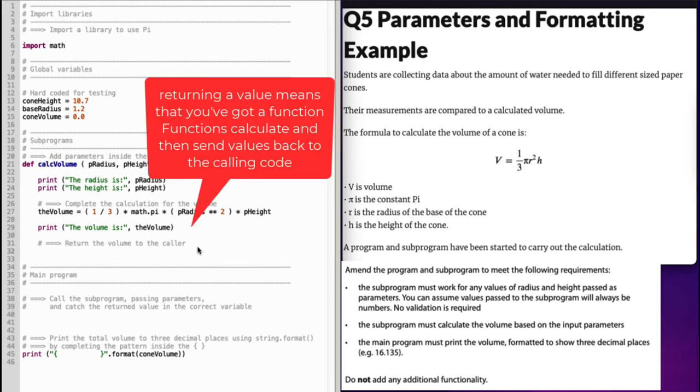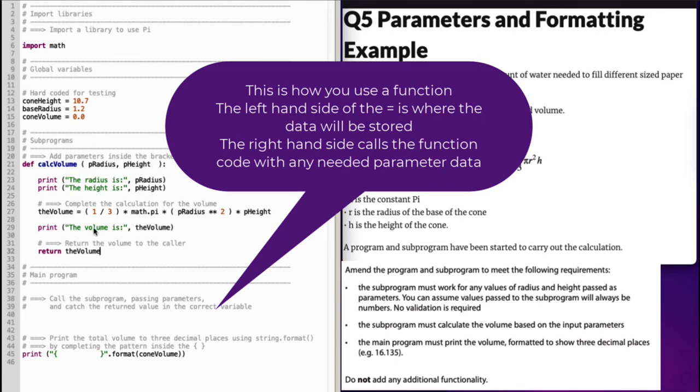It now asks me to return the volume to the caller. Well, the moment I see that and the moment I start to type in the word return, what we know is that this becomes a function. It becomes a subprogram that returns a value to you. And what we've got to return is the volume, which I know is that variable there. Okay, so that's the subprogram done.